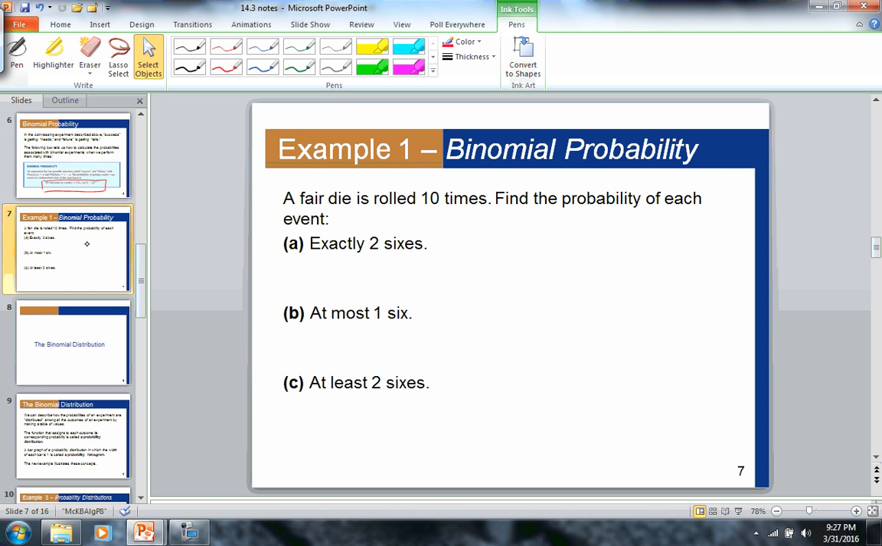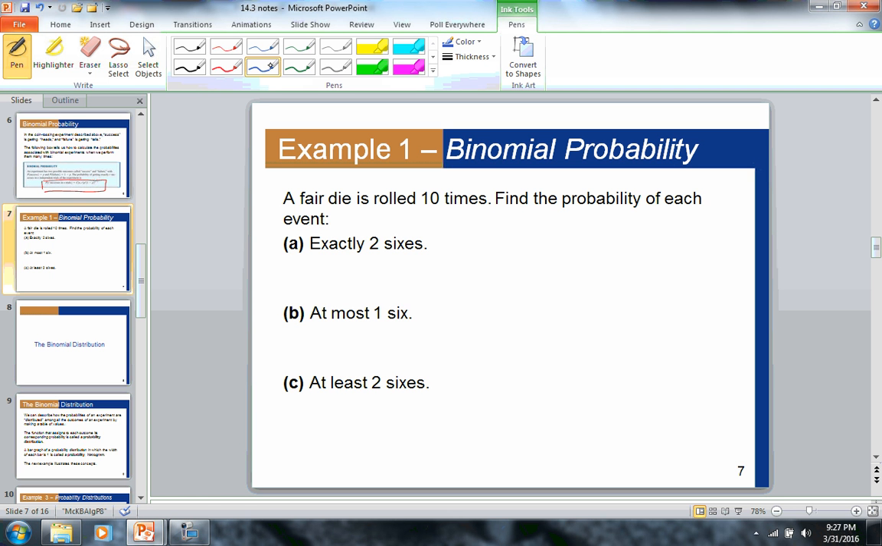So this makes a little bit more sense when we actually do an example. So let's take a look at a few examples here. A fair die is rolled 10 times, and we want to find the probability of each event. Now, this can be done with fair dice, or it can be done with weighted dice. Okay, the example we were talking about was weighted coins. That just helped us get the probability, the 0.6 or the 0.4. But we can still write that as a fraction, okay?